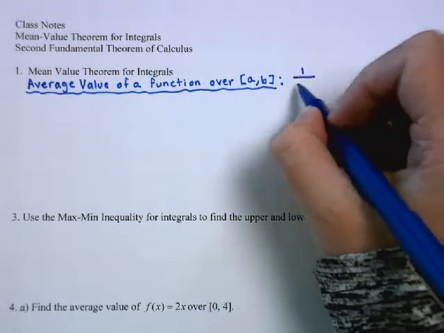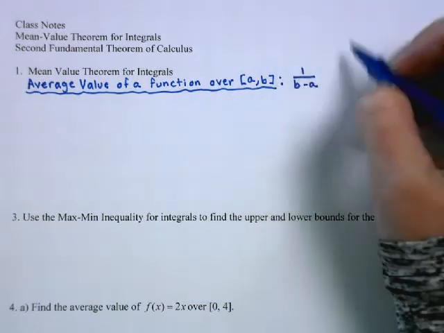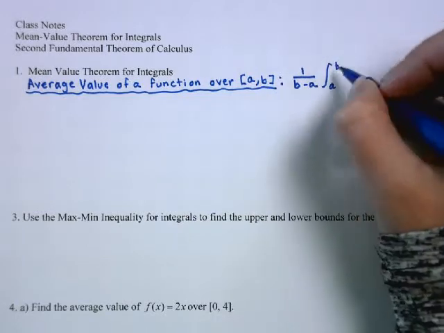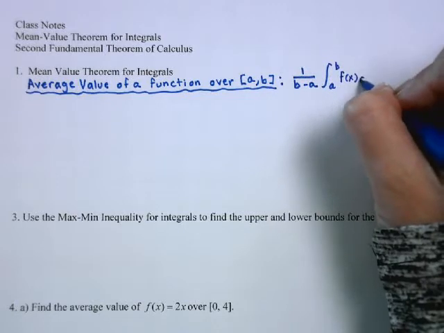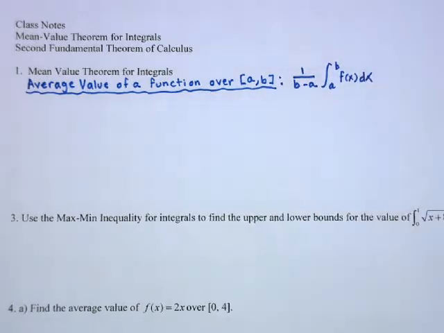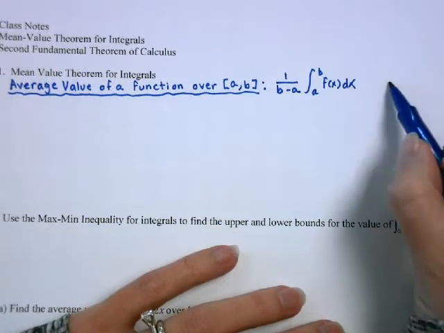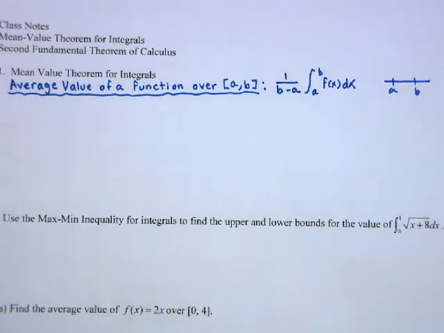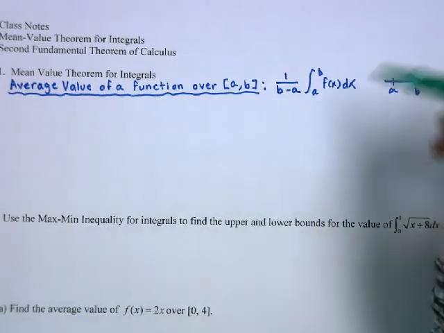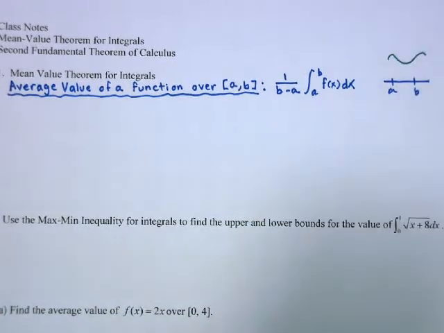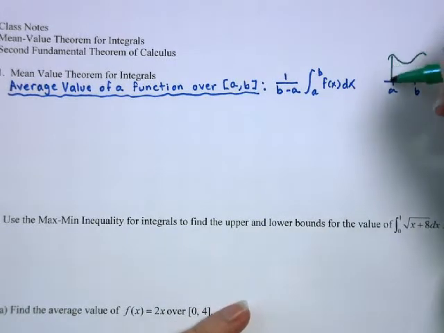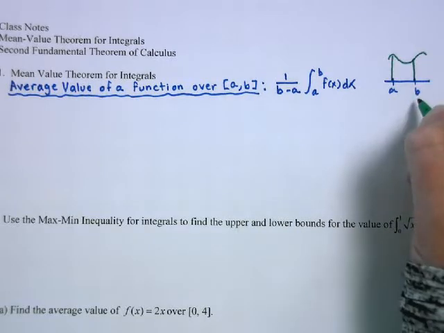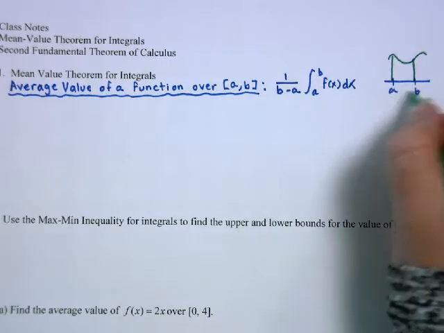So this is going to be 1 over b minus a times the integral from a to b of whatever our function is, dx. Essentially what we're saying here is that if I have some function over a, b, and it varies in its height, the average is going to be the entire area divided by b minus a, this distance here.